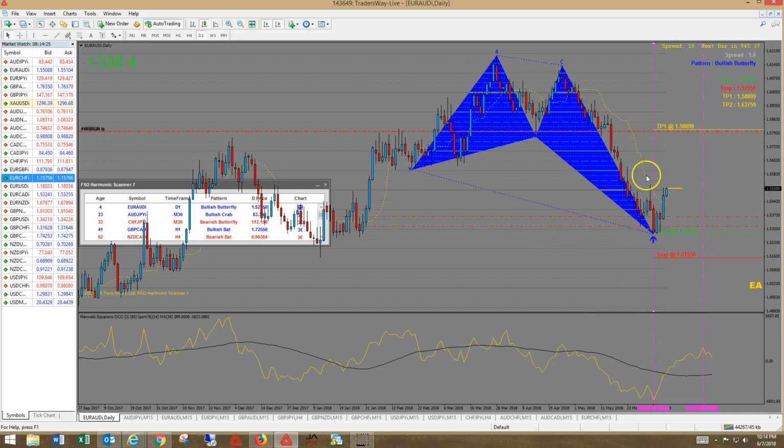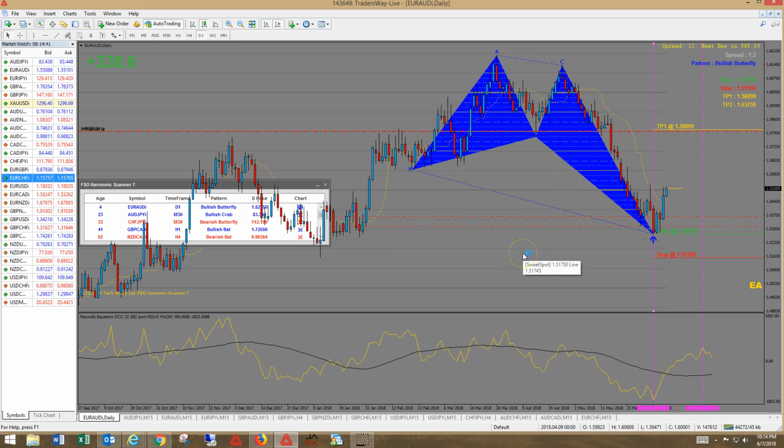This is on the daily, so it'll take a while to play out, but I am definitely going to hold it. I have moved my stop loss to break even on both positions, so this is now a risk-free trade.